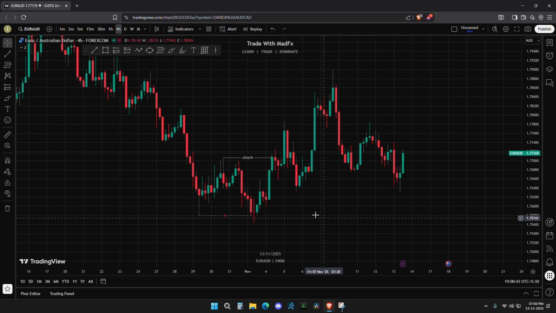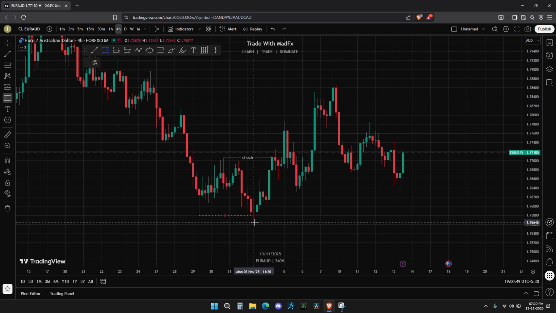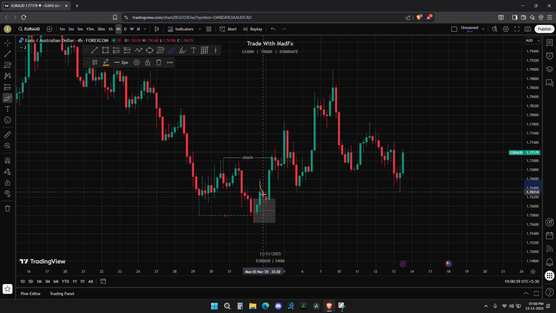Starting from the bottom, we will check every demand zone and see which ones are mitigated. This is the first demand zone from the bottom. And as you can see, the price came back into this zone, mitigated it before going higher. So we will cross out this demand zone and move on to the next one.